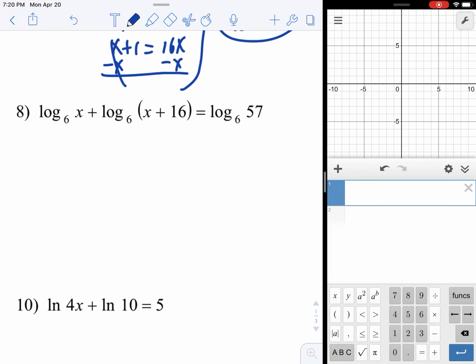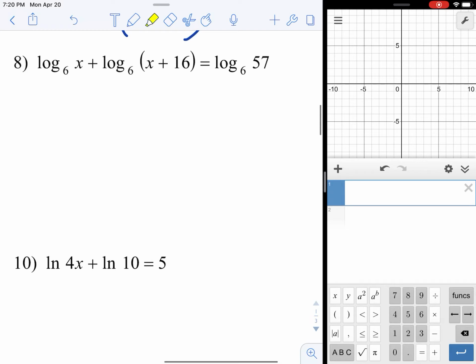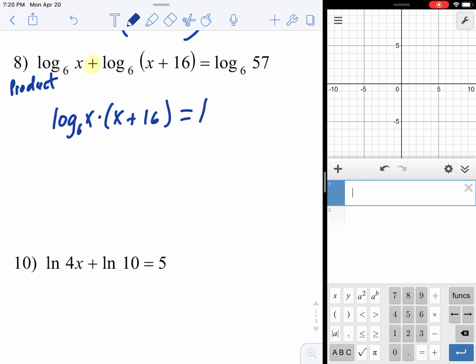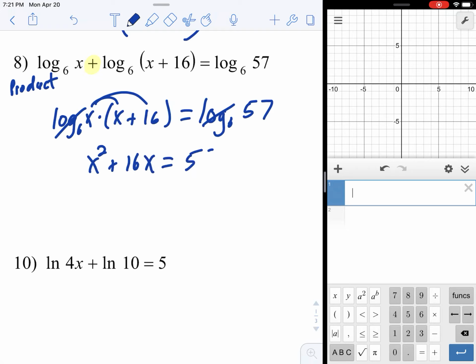Okay, number 8. Here we go. Now we've got a product. I'll go ahead and write that down. I'm going to use the product property here to condense, and it's going to be log base 6 of x times x plus 16 equals log base 6 of 57. We are able to cancel out logarithms on both sides, and so they're gone. I'm going to go ahead and distribute this, get x squared plus 16x equals 57.